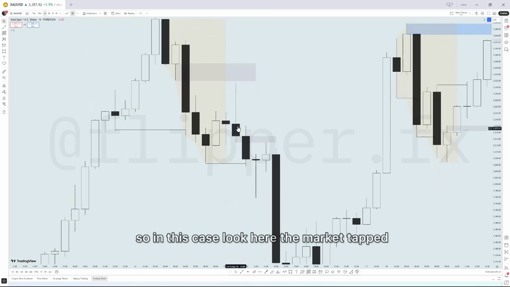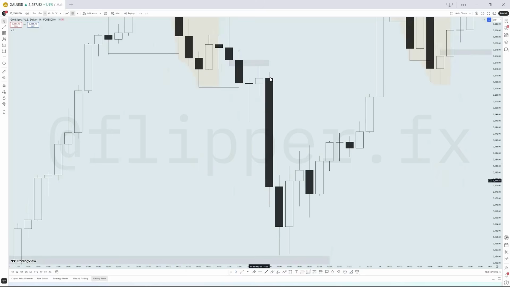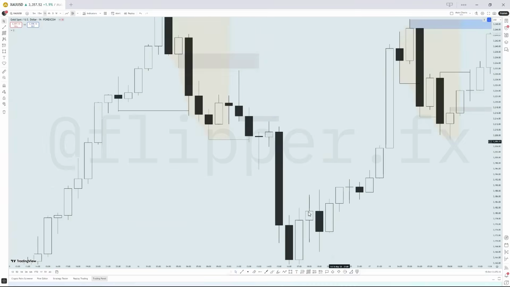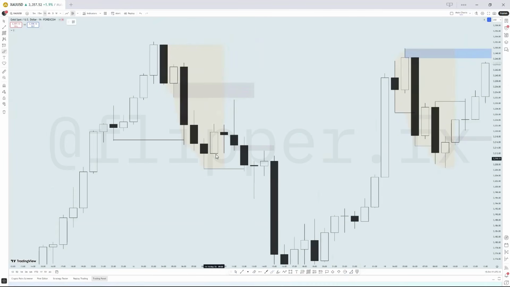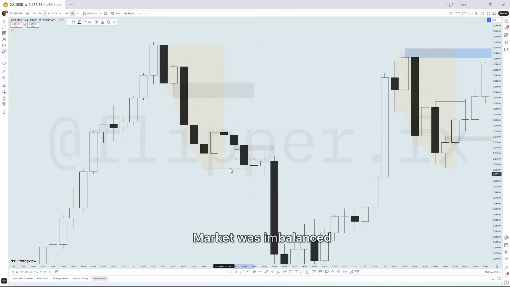So in this case, look here, the market tapped this wick. As soon as it tapped, we got to see a strong move, about 500 to 600 pips. Same thing here. How did we mark this point of interest? First, we waited for the market to be imbalanced. Market was imbalanced, structures were broken.